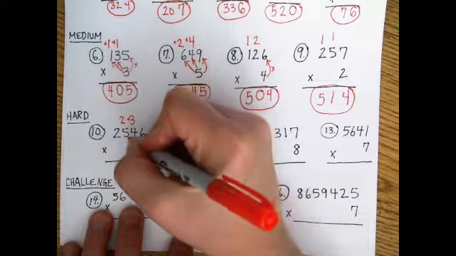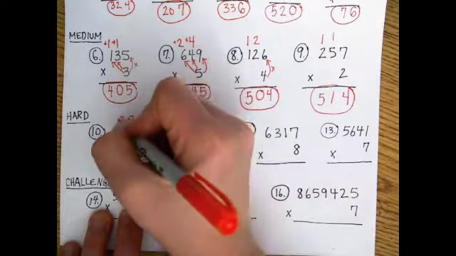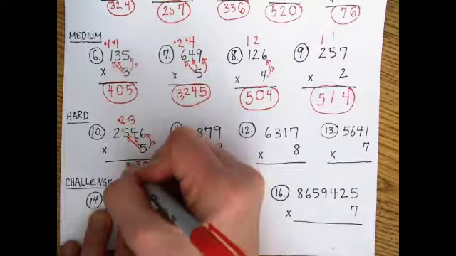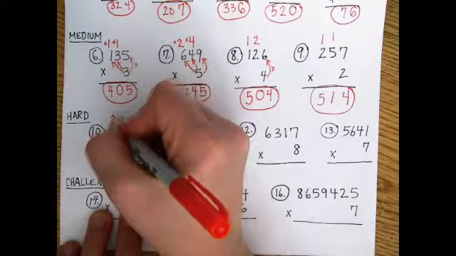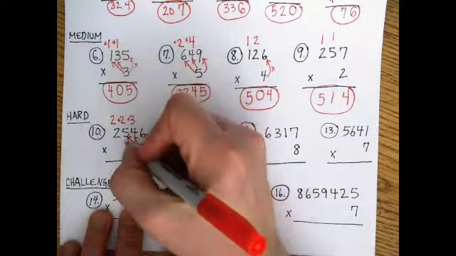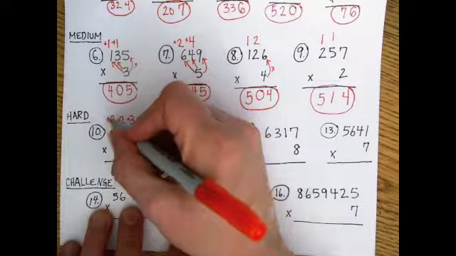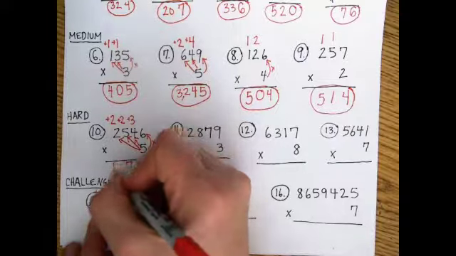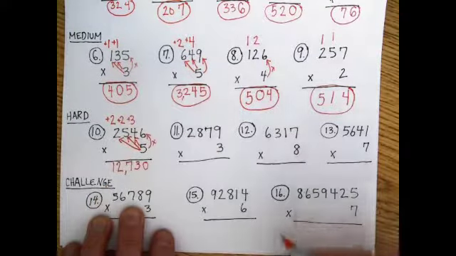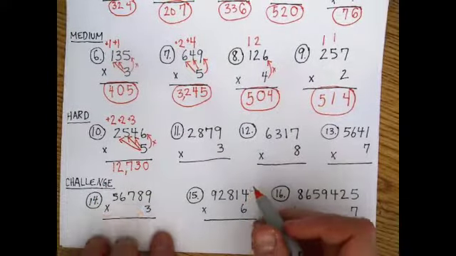5 times 5 is 25. Plus 2 is 27. Put down the 7, carry the 2. 5 times 2 is 10, plus 2 is 12, and then we just put down the 12. So the answer is 12,730.